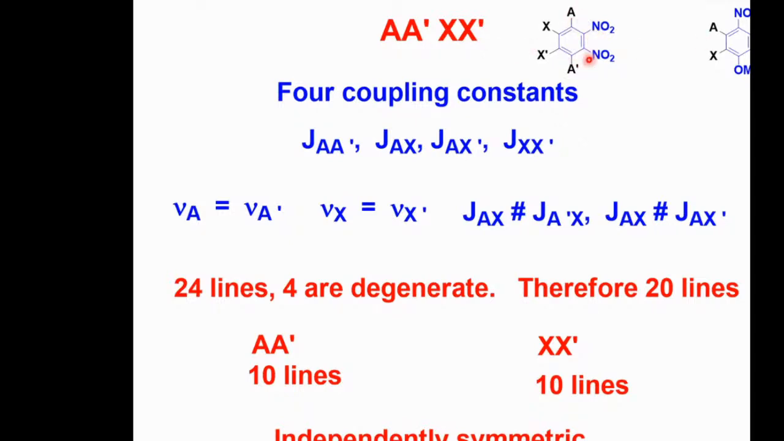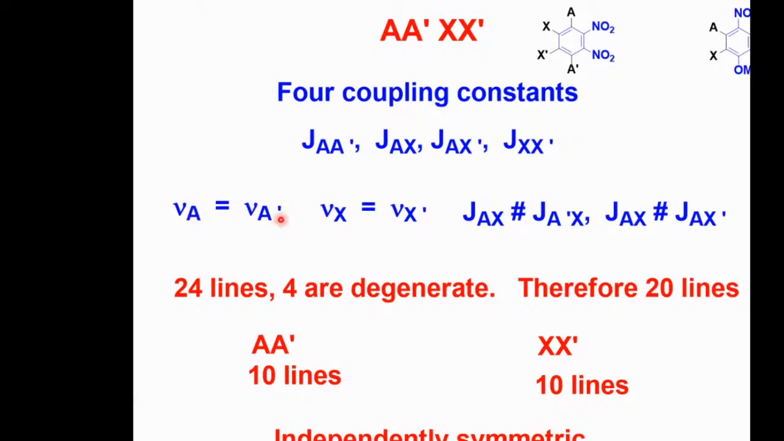In the case of ortho-dinitrobenzene, or symmetrically ortho-disubstituted compounds, or unsymmetrically para-disubstituted compounds of this type with strongly electron withdrawing or donating groups, only then will you see good separation of signals. So there are four unequal coupling constants: JAA', JAX, JAX' and JXX'. These are all different, even though the chemical shifts of A and A' are identical.